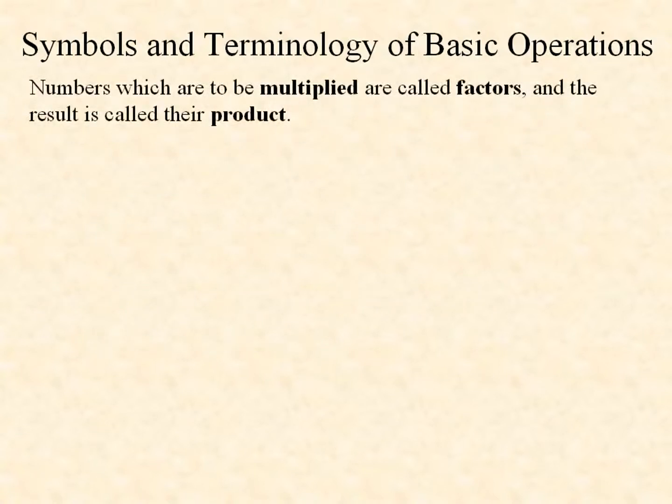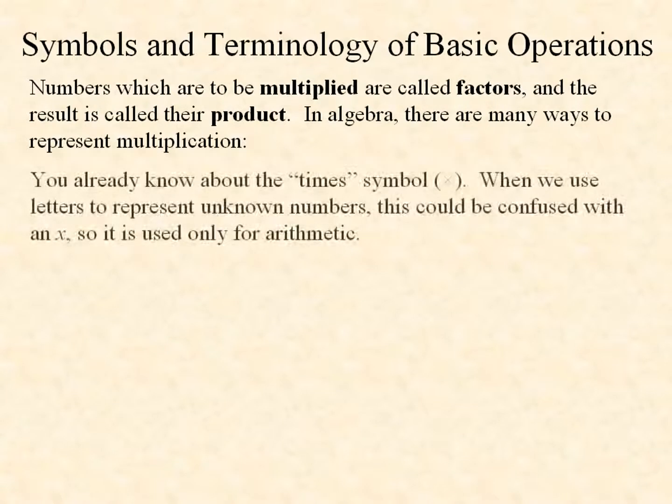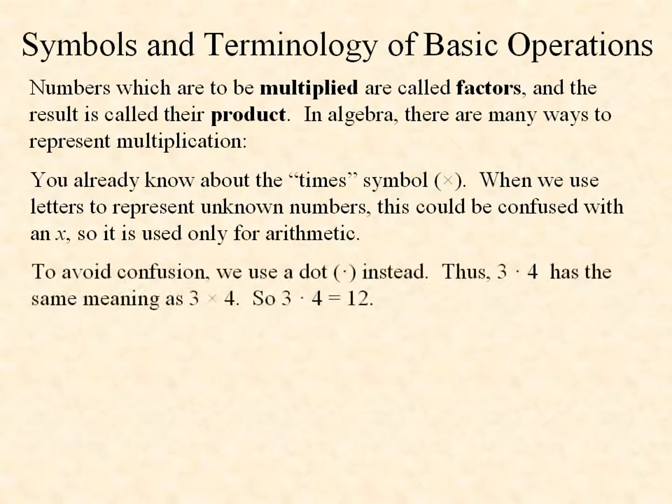Numbers which are to be multiplied are called factors, and the result is called their product. In algebra, there are many ways to represent multiplication. You already know about the times symbol. When we use letters to represent unknown numbers, this could be confused with an x, so it is used only for arithmetic. To avoid confusion, we use a dot instead. For example, 3·4 has the same meaning as 3 times 4, so 3·4 is 12.